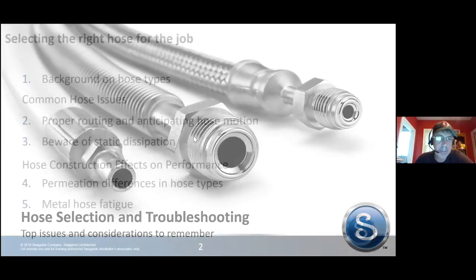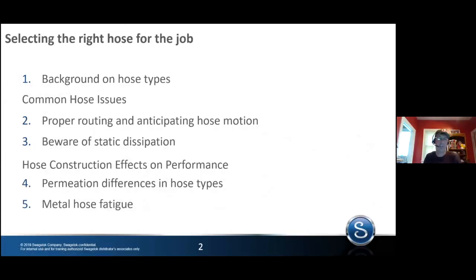Today, we're going to be talking about some things we've learned in the hose world in my 3 years of working with the hose products at Swagelok. We're going to start off relatively simple. We're going to talk about some background on hoses, just to make sure we're all on the same page. And then we want to get into the two biggest issues we see with hoses when we get hose issues at users' sites. And then we want to get into some unique things that are done to create hoses. We call these hose construction efforts, basically. And those are going to revolve around permeation and also metal hose.